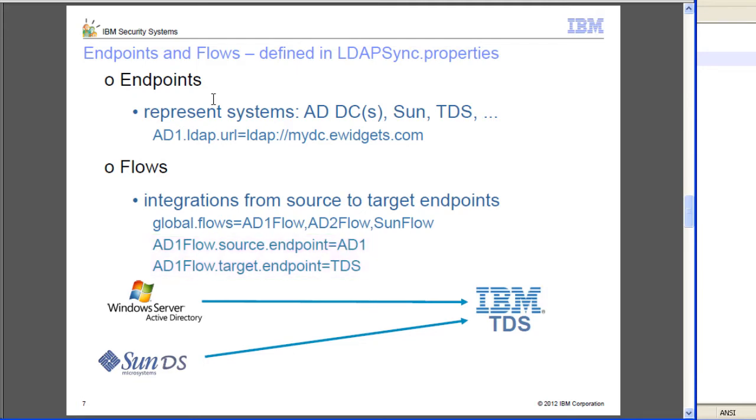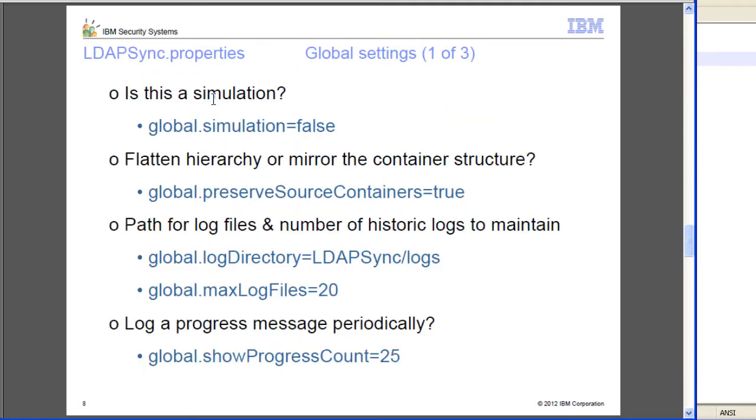And just to go quickly through and show these slides, we have the various global settings, so simulation, whether we have a simulation or not. Then we have preserved containers, true or false. If preserved containers are true, it means that we're going to mirror the directory structure in the source into our target TDS. If we say false, then it means we're going to just take all the person entries out of the source and put them under a specific container in the target, and then do the same thing with groups.